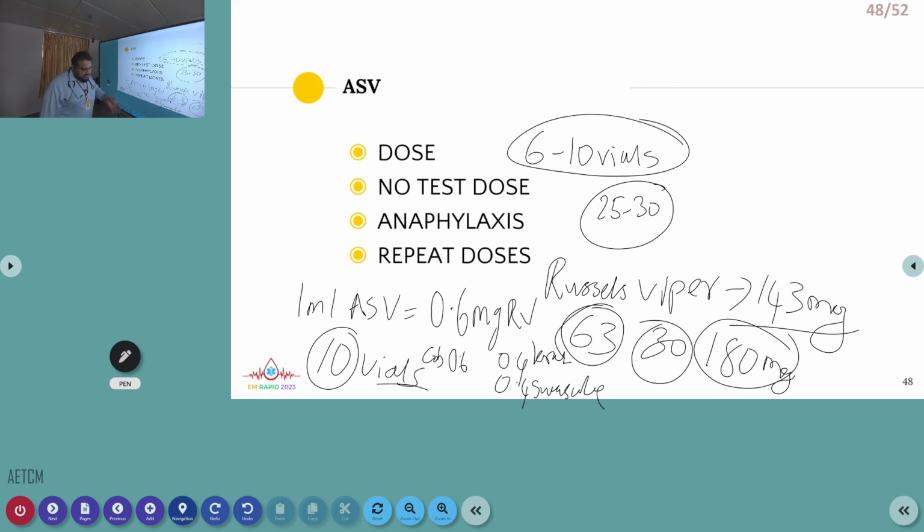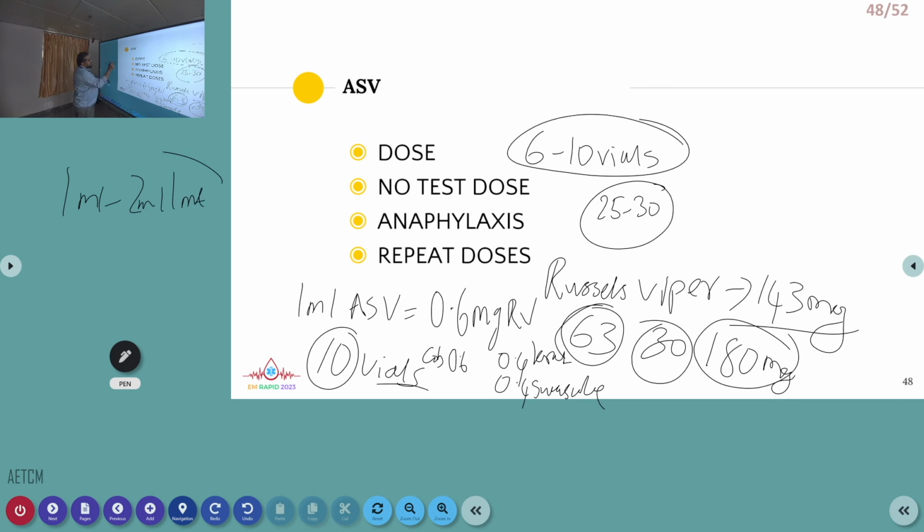Suppose you are given 10 vials of anti-snake venom, so you have to give further doses of anti-snake venom. How will you decide on it? That is the next question. Once you decide that one of the indications was there, you give 10 vials of ASV. How will you give this ASV? You can give it at a rate of 1 to 2 ml per minute.